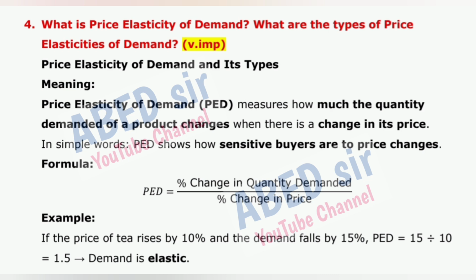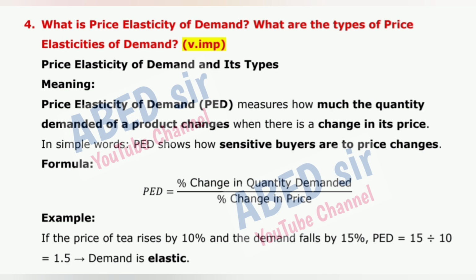Meaning: price elasticity of demand, PED, measures how much the quantity demanded of a product changes when there is a change in its price. In simple words, PED shows how sensitive buyers are to price changes. Formula: PED is equal to percent change in quantity demanded divided by percent change in price. Example: if the price of tea rises by 10% and the demand falls by 15%, PED is equal to 15 divided by 10 is equal to 1.5.